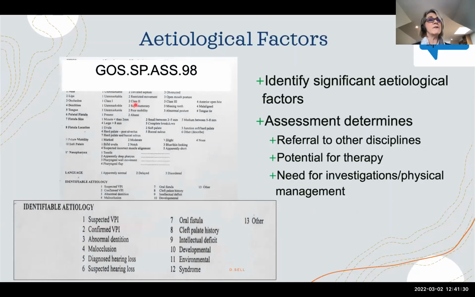So on the back page of GOSPAS, we have a space to summarize all the etiology that we think is relevant to this speech disorder. Once we've decided that, we might then send them to other disciplines within the team for opinions, such as dentists, surgeons, audiology and psychology. Our major aim is to work out the potential for therapy, and most importantly, the need for investigations of velopharyngeal dysfunction and physical management. So I'm now going to hand over to Yoshi.